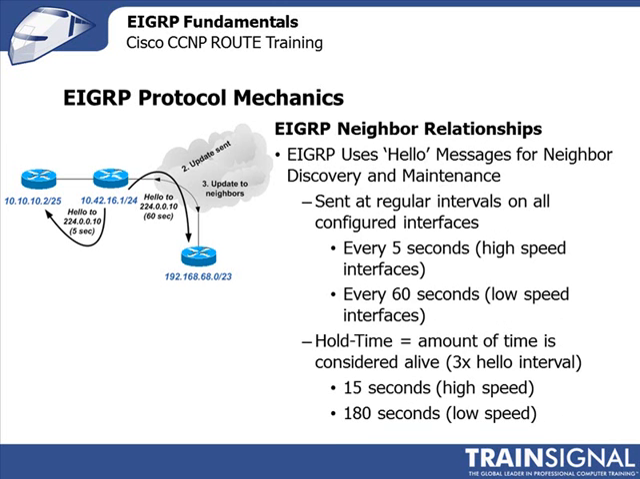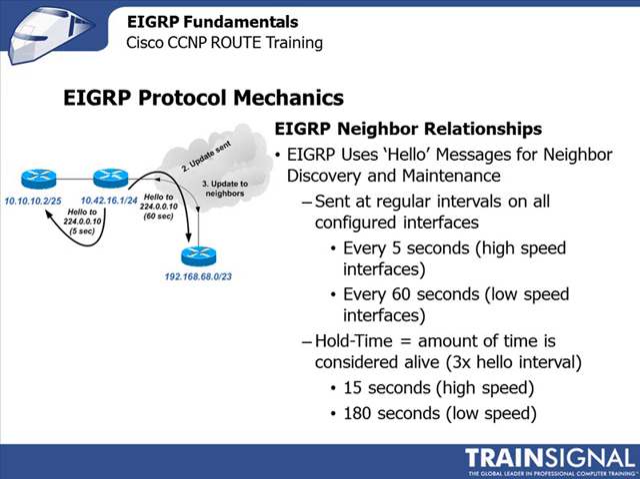These hello messages that we talked about for discovery and maintenance are sent at regular intervals on all configured interfaces, and we'll demonstrate what that means here in a little bit. On high-speed interfaces, Fast Ethernet, Ethernet, and so forth, they're sent out every 5 seconds. For lower speed interfaces, which are generally considered serial interfaces, Frame Relay, and so forth, they're sent out every 60 seconds. These are adjustable, but those are the defaults.